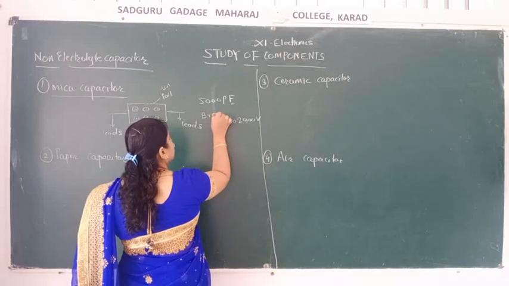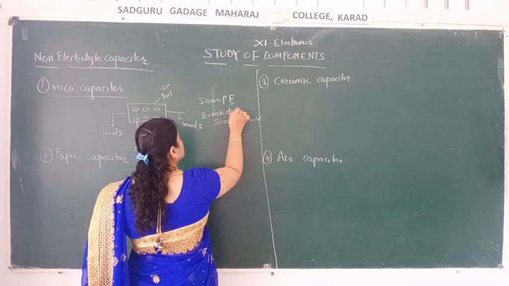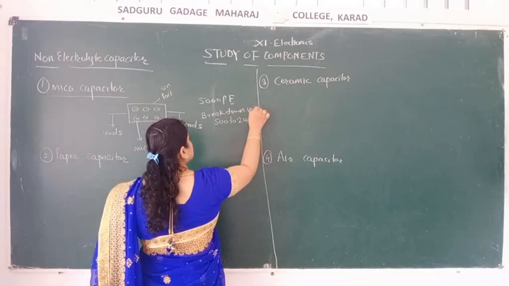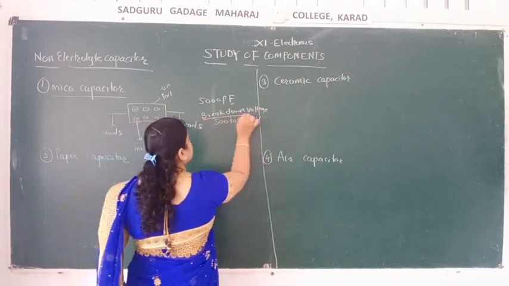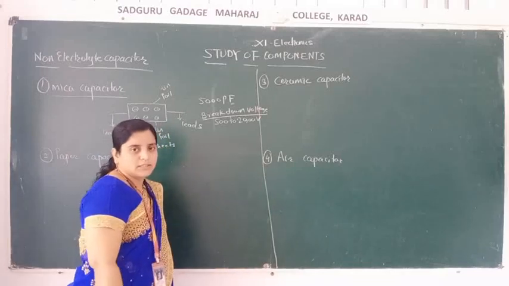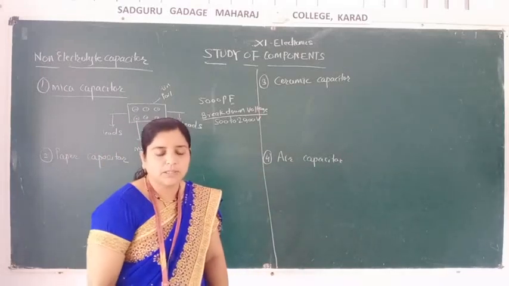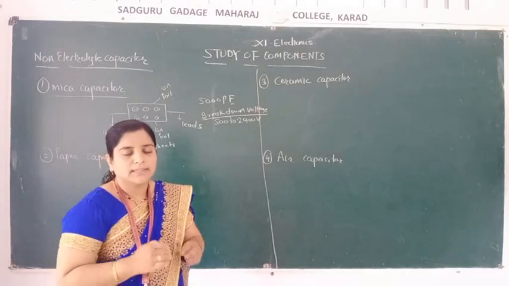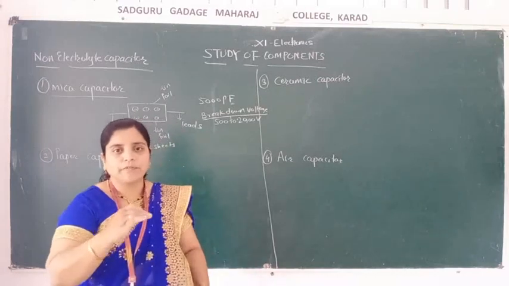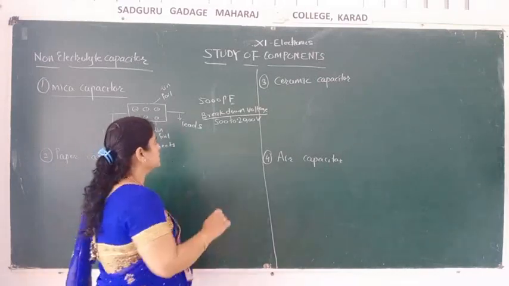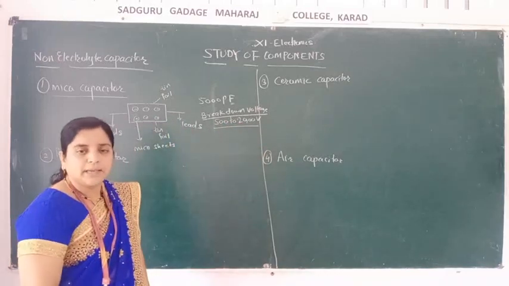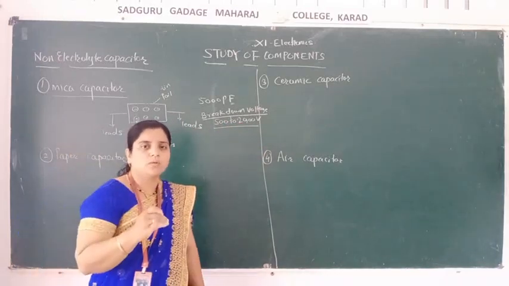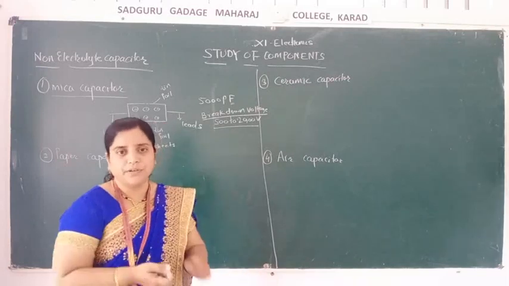What is breakdown voltage? Breakdown voltage is nothing but the voltage up to which the capacitor works, here 500 to 20,000 volt. Each capacitor has its own breakdown voltage. Up to that voltage it will work.